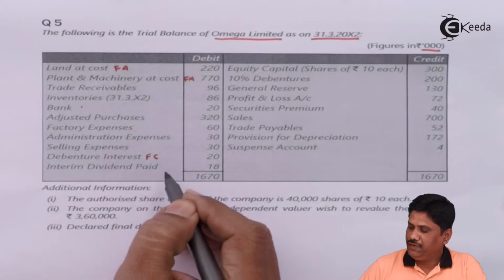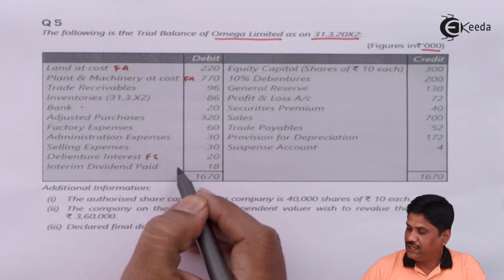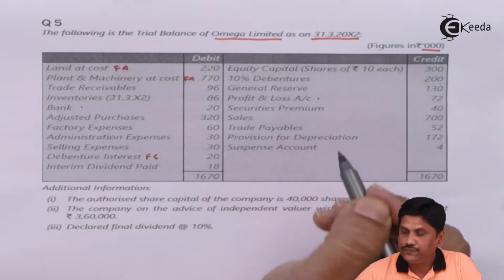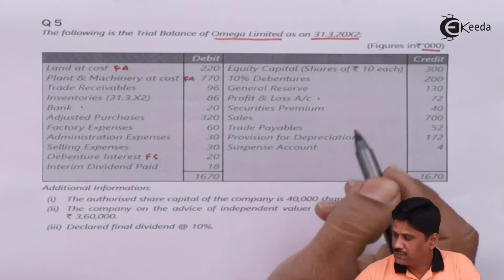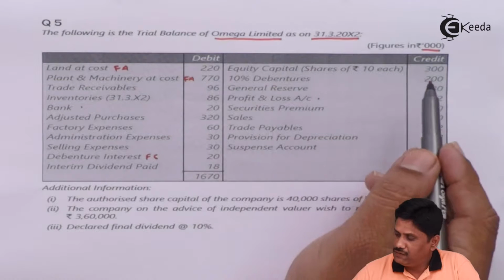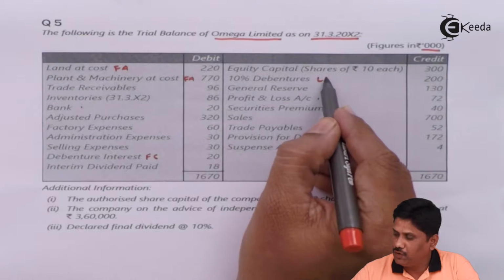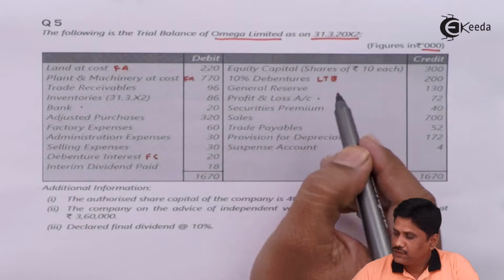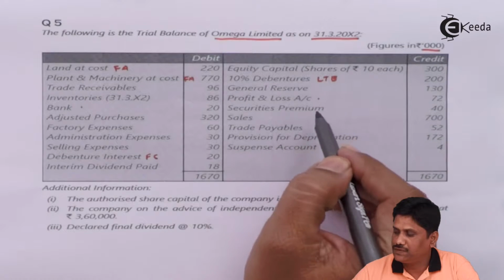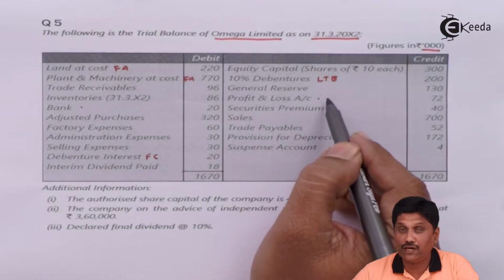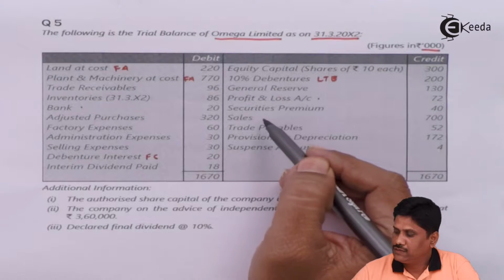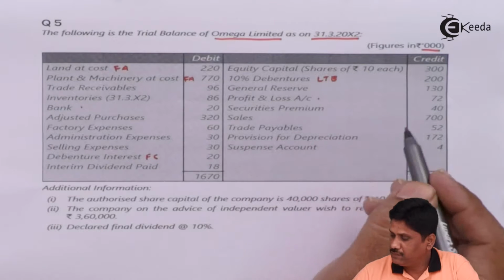Next, interim dividend paid will be subtracted from your P&L account here in your reserves and surplus. Equity capital 300 is your share capital. Debenture is your long-term borrowing. General reserve will be a reserve and surplus. Securities premium reserve and surplus. P&L account also reserve and surplus. Sales will be your revenue from operation.